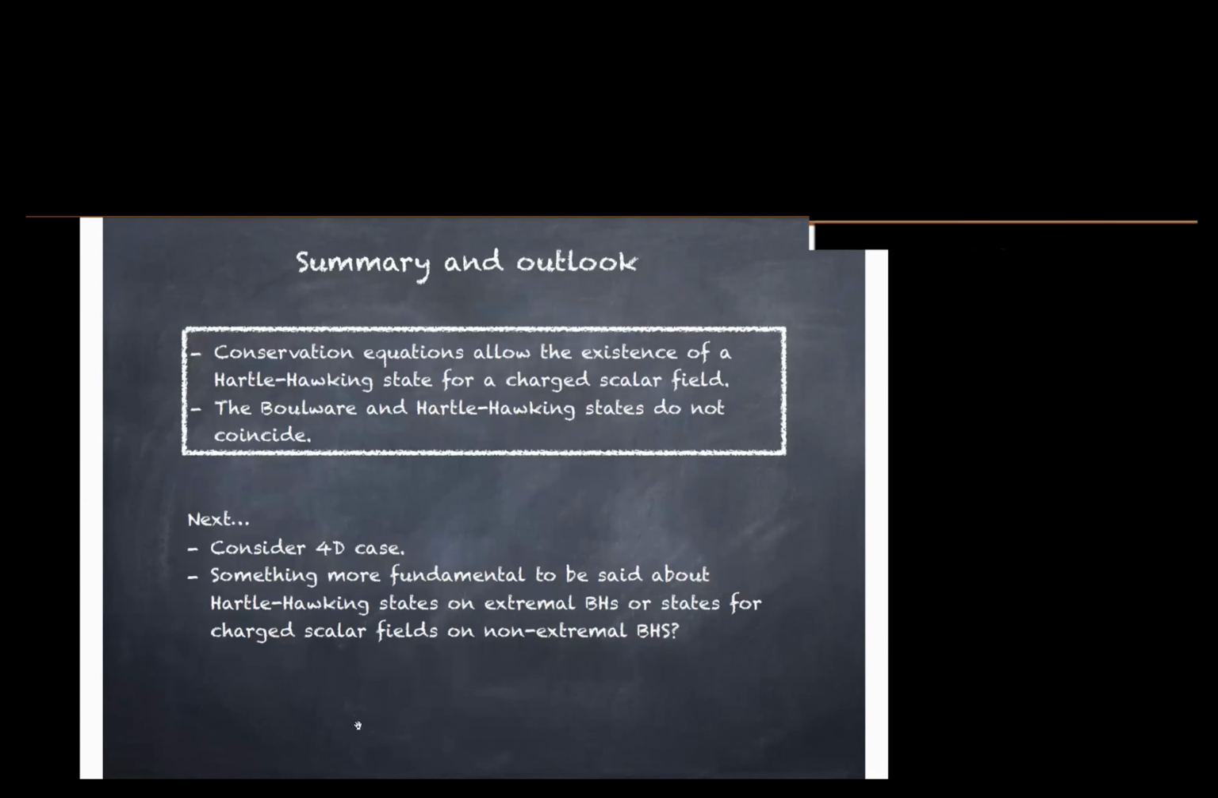So just to summarize, we've shown that the conservation equations, when you include a charge for a scalar field, actually do allow for the existence of a Hartle-Hawking state at the price of constraining the renormalized current. However, unlike how it appears for the 4D neutral scalar field, the Boulware and Hartle-Hawking states don't coincide. And following on from this work, I guess the next thing to consider is the 4D case for the charged scalar field, and then maybe look at something a bit more fundamental. So see if there's something more fundamental to be said about Hartle-Hawking states for extremal black holes or for charged scalar fields in general. And yeah, I think I'll stop there.